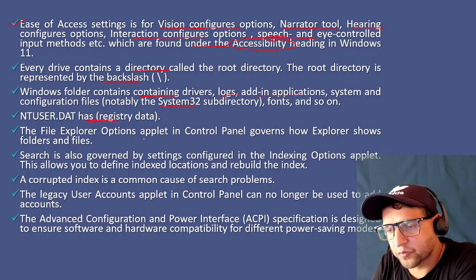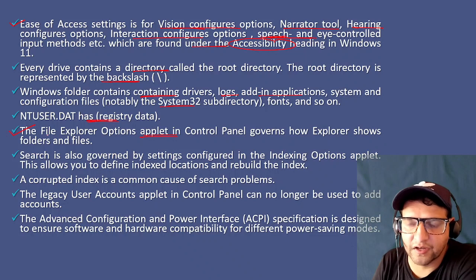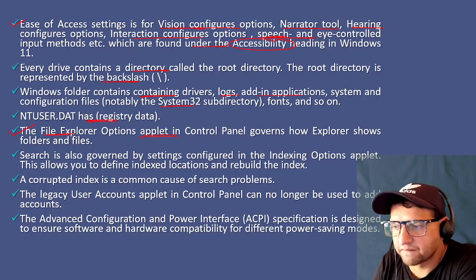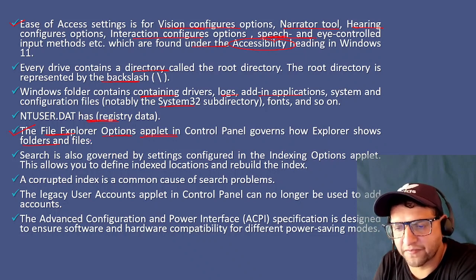The File Explorer Options applet in Control Panel governs how Explorer shows those folders and files. So they may ask a question related to this also. So there's an option which is used to see folder and file options. So that's your File Explorer Options, because it governs how Explorer is going to show you folders and files.